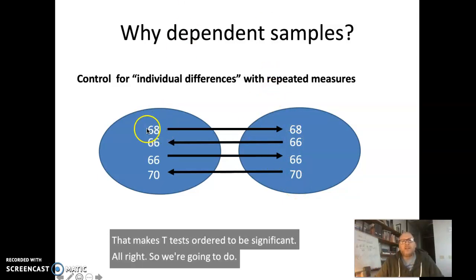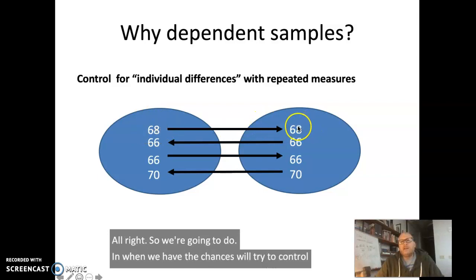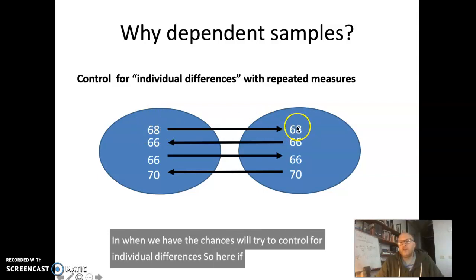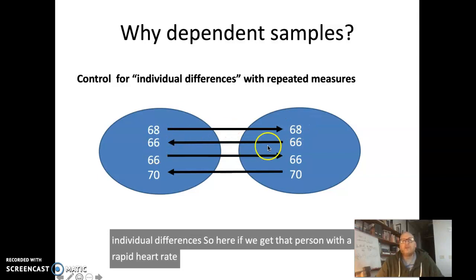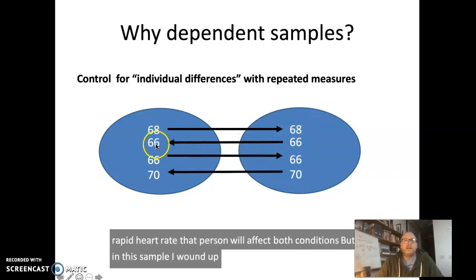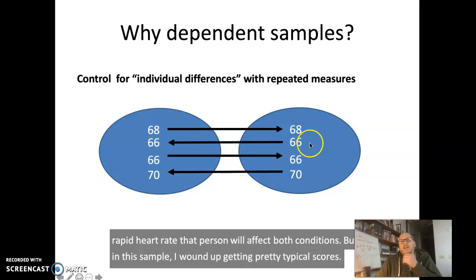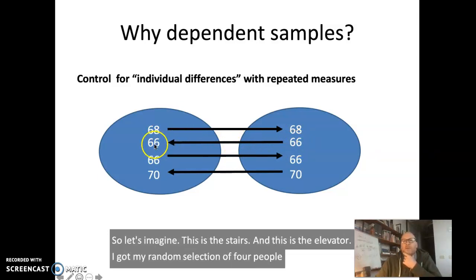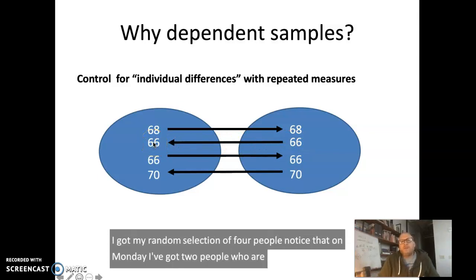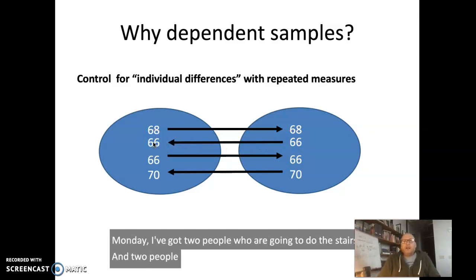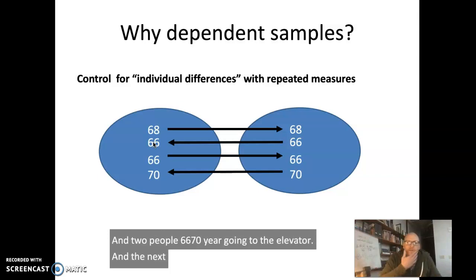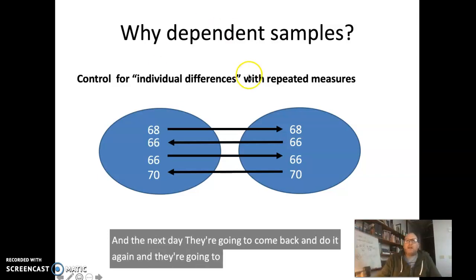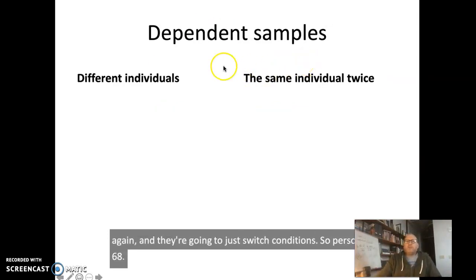So person 68 is compared to his own score in both conditions. Person 66 has a score in both conditions. Now, these are their resting heart rates, and the reason I have the resting heart rates here is to point out that what we're trying to control for, the individual difference, is that people have pretty wildly different heart rates at times. All right, so that's what we would do.